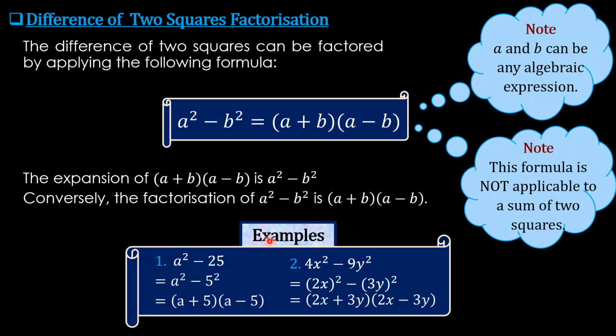Examples: a square minus 25 is a square minus 5 square, so (a plus 5) times (a minus 5). Similarly, 4x square minus 9y square: we can write 4x square as (2x) whole square, minus 9y square, which is (3y) whole square. Now we can consider a square minus b square, which is (a plus b) times (a minus b): (2x plus 3y) times (2x minus 3y).